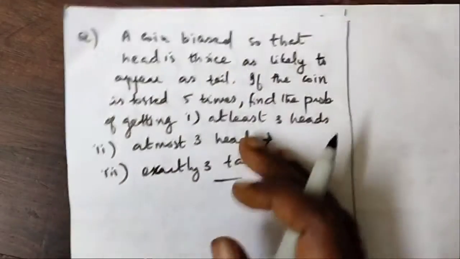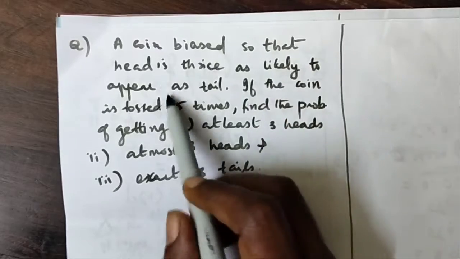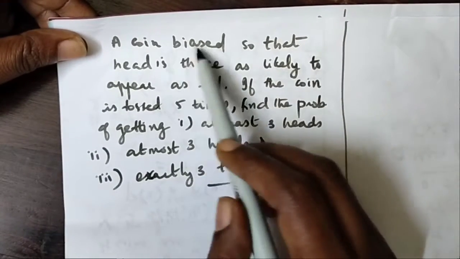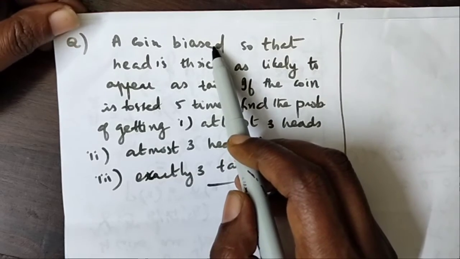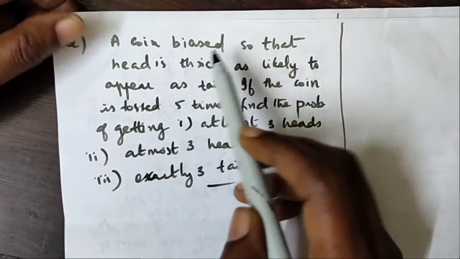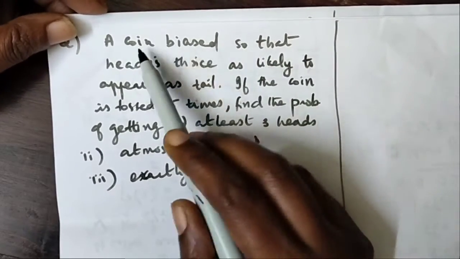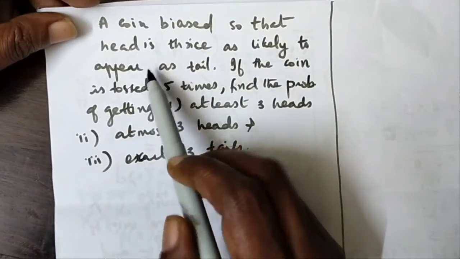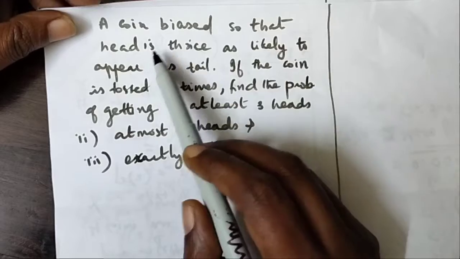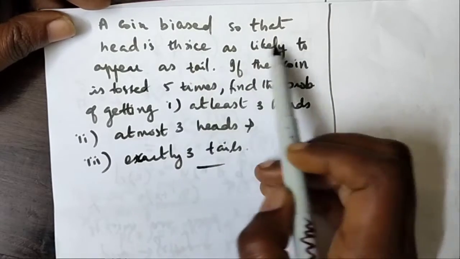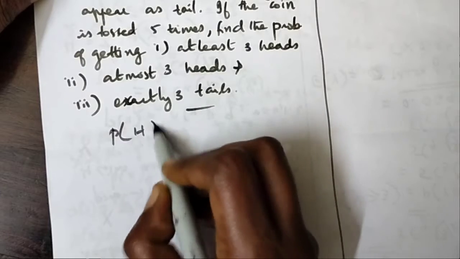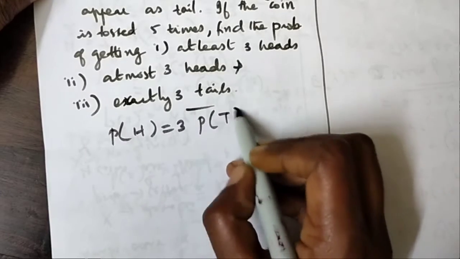Next, a problem is there. A coin is biased so that head is thrice as likely to appear as tail. So the coin is not unbiased. Unbiased means the probability of getting head and tail are both 1 by 2 each. But here the coin is biased, so we can't write P equal to 1 by 2 or Q equal to 1 by 2. But the condition is that head is thrice as likely to appear as tail. So the probability of getting a head is 3 times the probability of getting a tail.